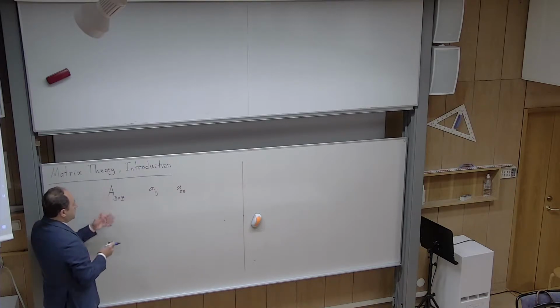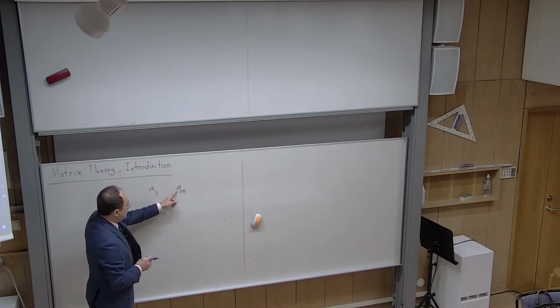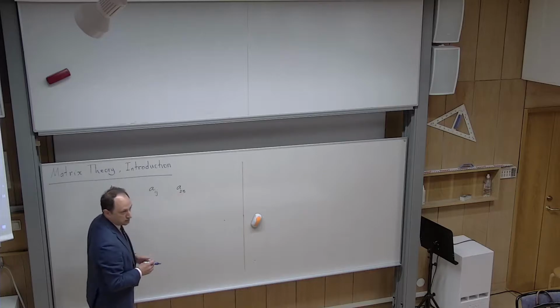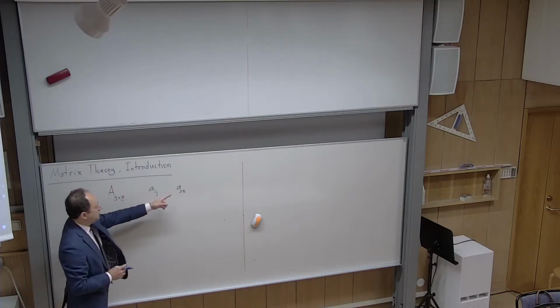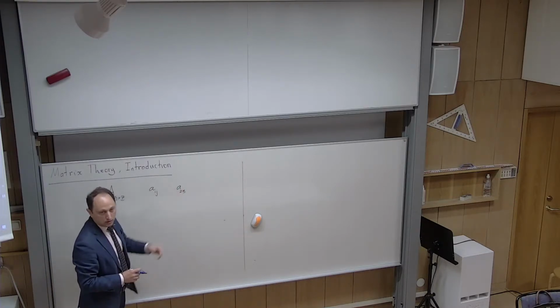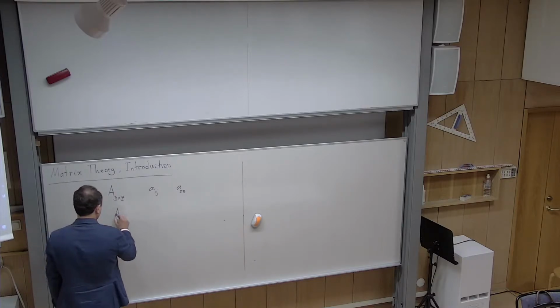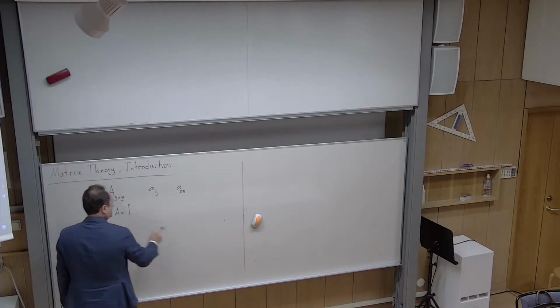So assume that you have a typical 5 by 7 matrix and then you write little a with 2 indices, 2, 3. This means that you are referring to the entry in this matrix which is sitting on the second row and third column. Yes, that's it. For example, let me write this.